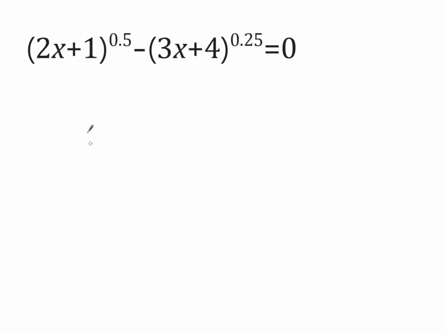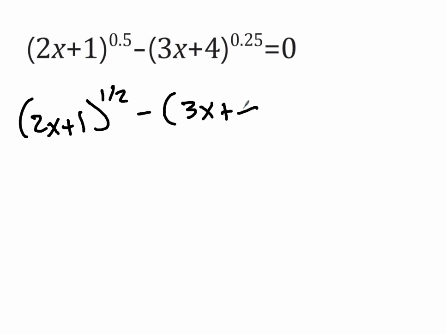Okay, when you have decimals as an exponent, these can be written as fractions. So I could write this as (2x plus 1) to the 1/2 minus (3x plus 4) to the 1/4 equals 0. It's whatever you prefer. I'm going to just leave it as decimals for now.